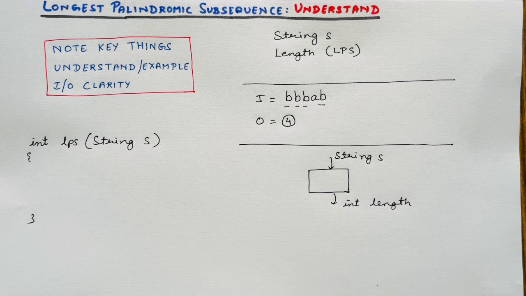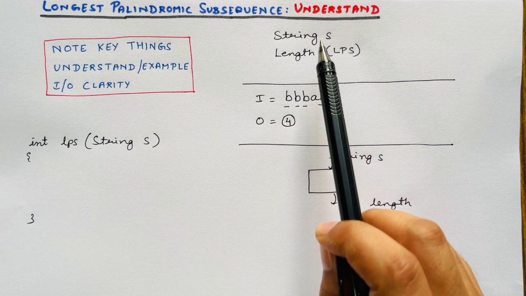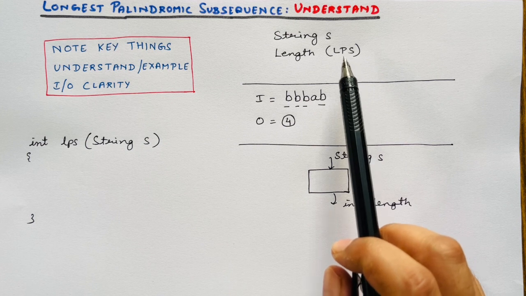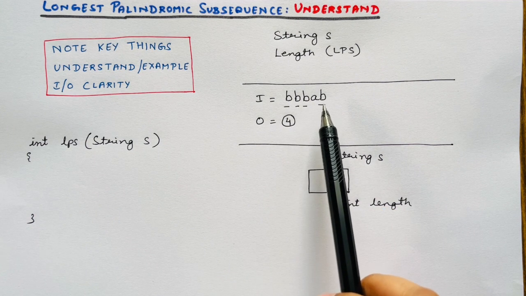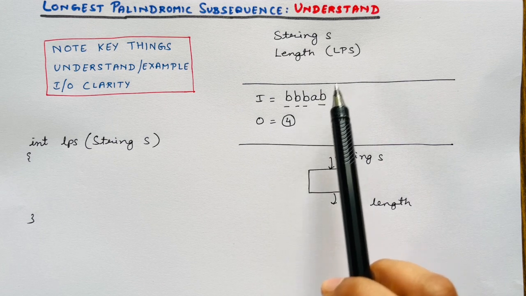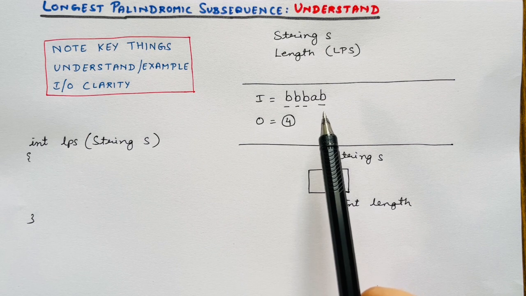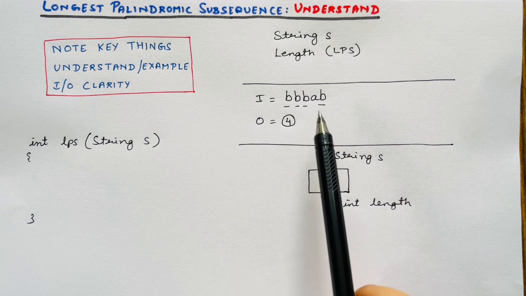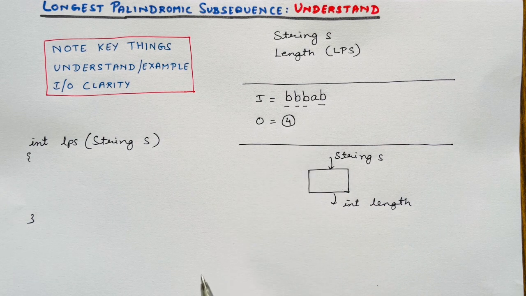Let's start. To begin with, let us first note down the key things given in the question. We are given a string s and we have to return the length of the longest palindromic subsequence in this string. For example, if this is the string given to us, then the length of the longest palindromic subsequence is 4. How? These 4 b's, these form a subsequence, they are a palindrome and they are the longest possible such palindromic subsequence, and hence the answer is 4.